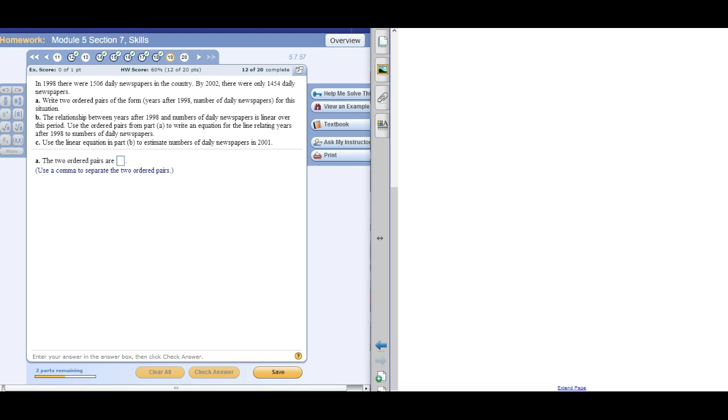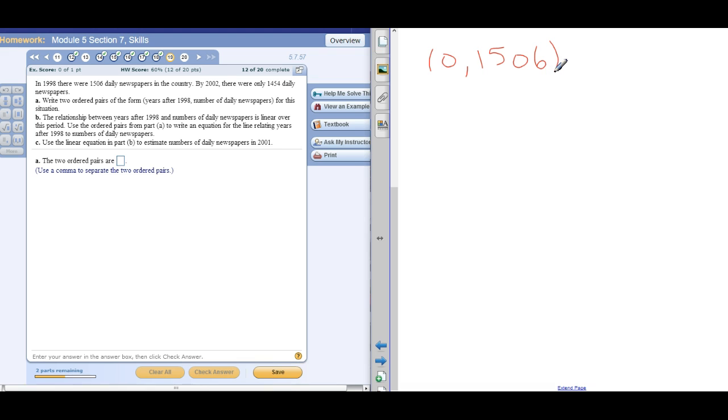So the way we do this is it wants us to do years after 1998 as the x coordinate. So they're giving us 2 points here. Like a point pair is like an x and a y, like 2 different values. So year, newspapers, year, newspapers. So they want us to use that 0 for years after 1998. Well, in 1998, it's been 0 years. So 0 for 1998. And then 1506 is how many newspapers there were.